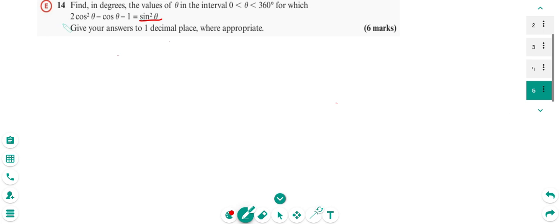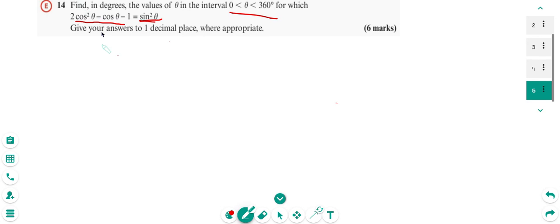This is question 14 from the mixed exercise in chapter 10 from the Pearson textbook. And so we've got to find in degrees the values of theta in this interval which satisfy this equation. So we can see we've got a mixture of cosines and sines in there as well. So we want to try and write it all in either cosines or sines.